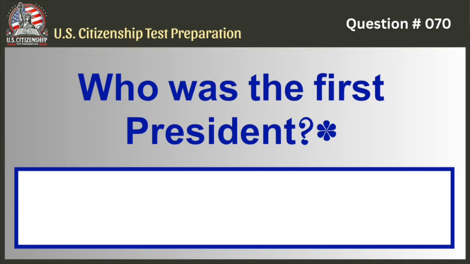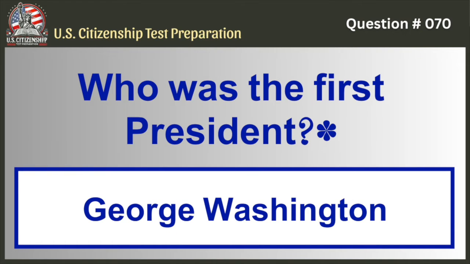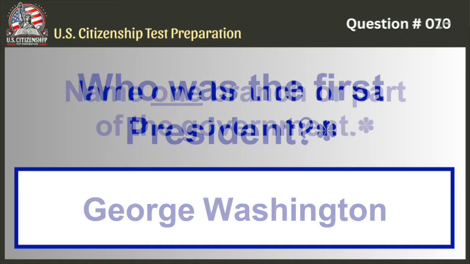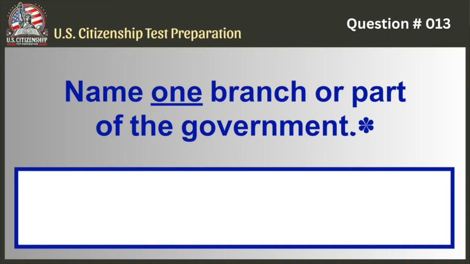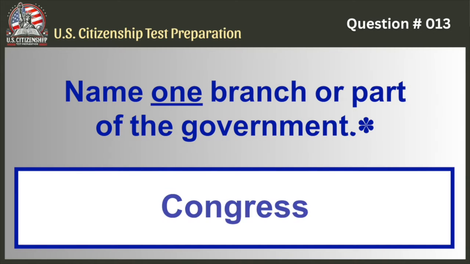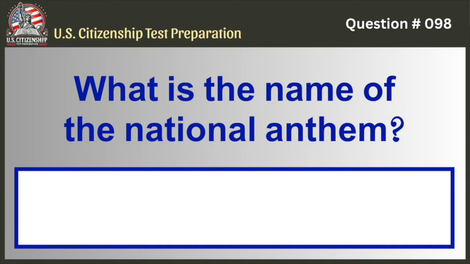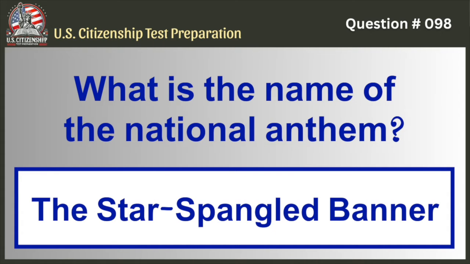Who was the first president? George Washington. Name one branch or part of the government. Congress. What is the name of the national anthem? The Star-Spangled Banner.